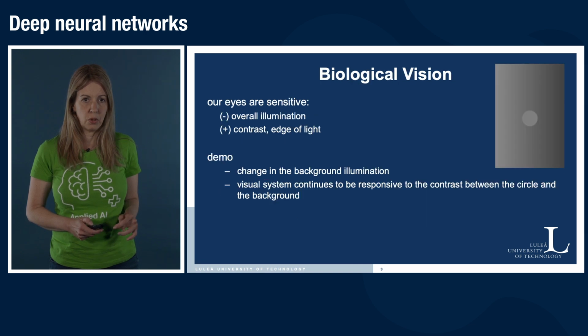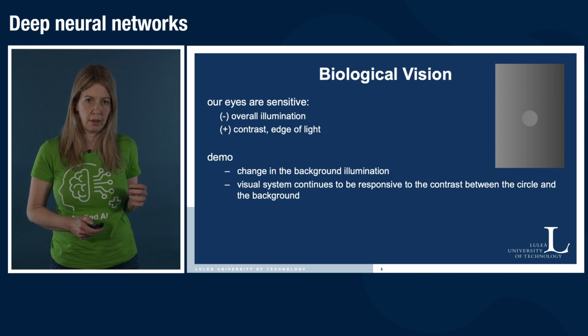Let's see about human vision. Our eyes are very sensitive to contrast and edges of light, and less to the overall illumination. And you can also see a demo where, with a change in the background illumination, the visual system continues to be responsive to the contrast between the circle and the background.